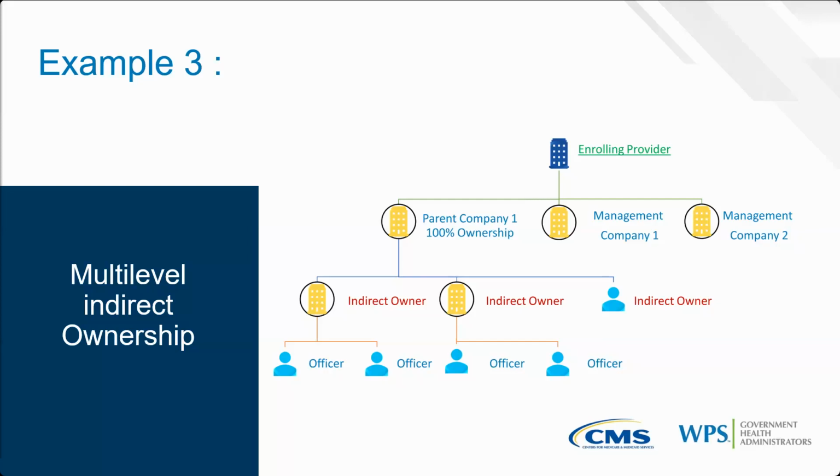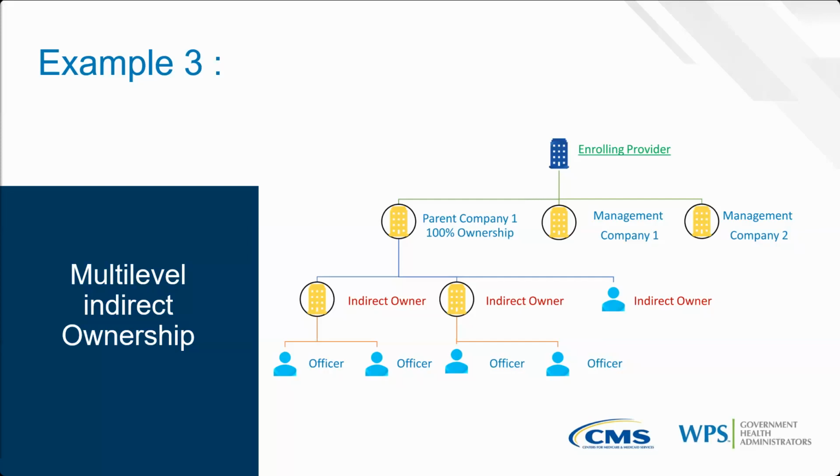Now, those 2 entities have to go another level, and there's really not a limit to the level of ownership. CMS wants to see the entire ownership structure. Anybody who is in any way, shape, or form going to have access or control over Medicare funds will need to be reported. So here we have a situation where we have entities with indirect ownership and they have officers. Those officers of those indirect owners are going to need to be reported in Section 6.